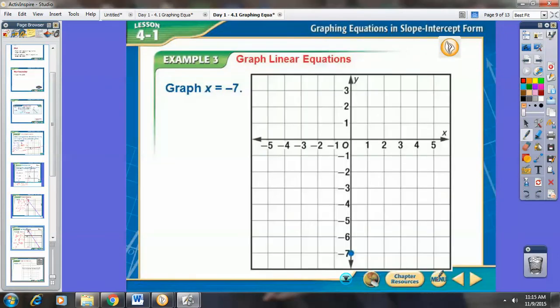So let's graph x equals negative 7. This doesn't look like the other equation because we don't have a y variable. We can still graph this equation, not necessarily using slope-intercept form, but instead a t-chart. So let's make a t-chart.